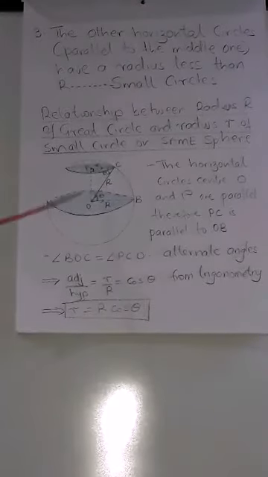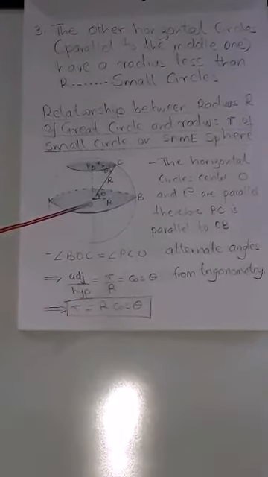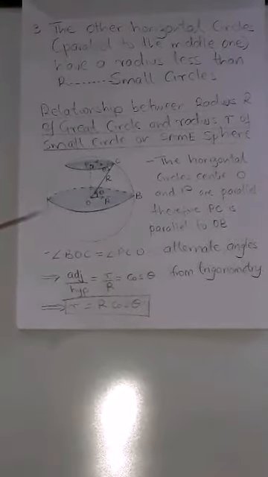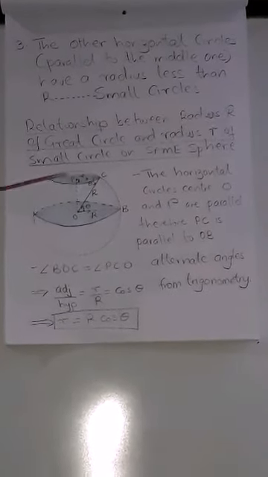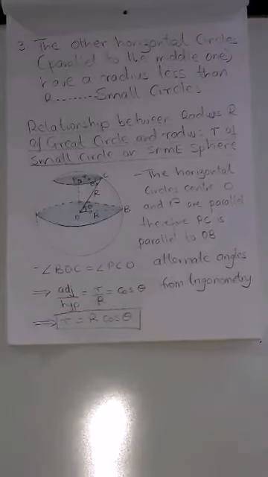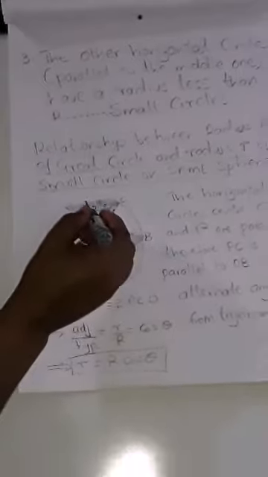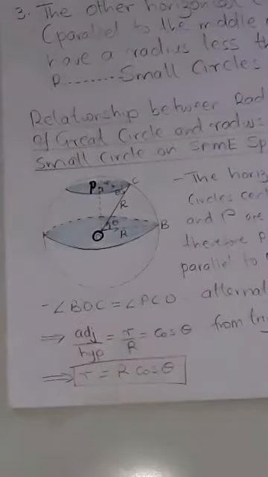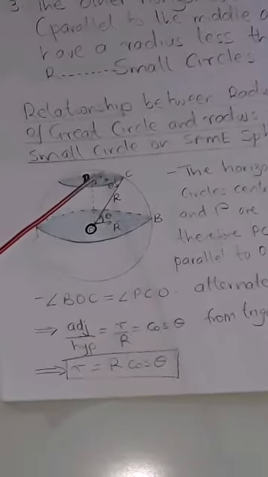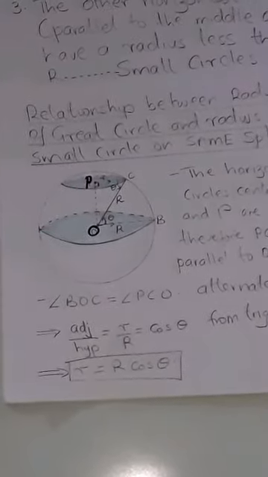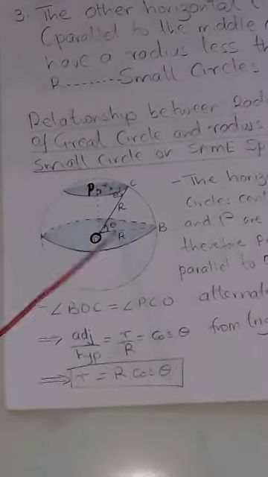So we are considering these two horizontal circles. The one with center O is a great circle because it has the radius of the sphere. The one with center P, I want to make them clear. So this is center O and this is center P. It is a small circle with radius r.